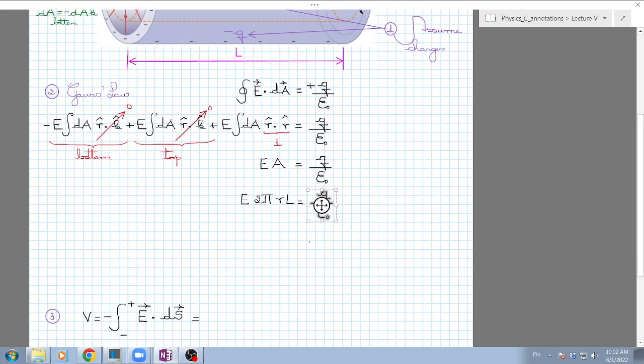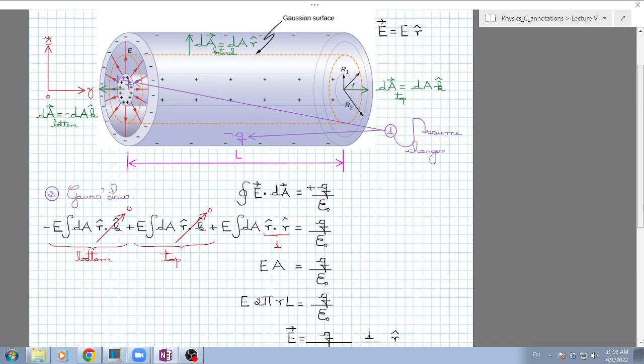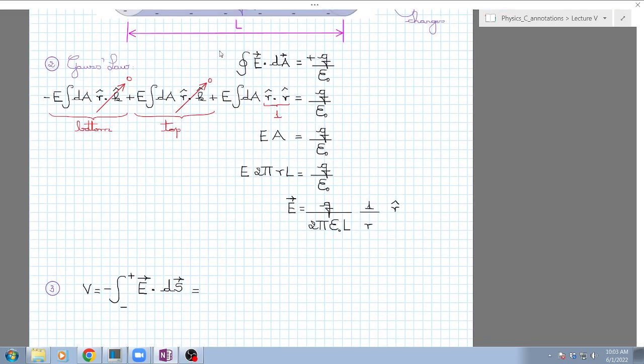epsilon 0. So the electric field is going to be Q over 2 pi epsilon 0 L r, in the direction represented by r hat. Okay, this is now for the next step.